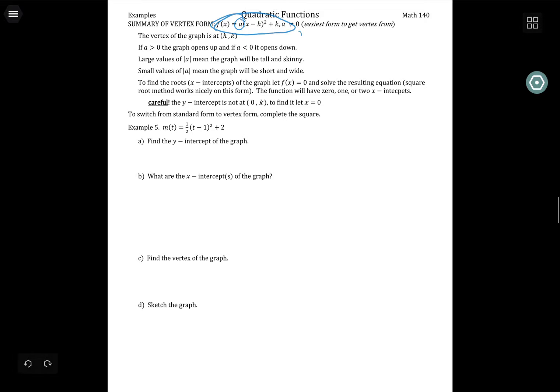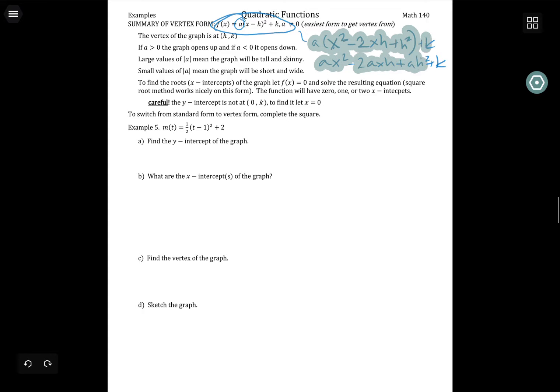Just think about this. If we multiplied this out, x squared minus 2xh plus h squared plus k. This is supposed to be squared. There we go. You'll get an ax squared. So the a doesn't just mean the same thing. It is the same thing. If you multiplied it out, it would still be the number in front of x squared. So a tells you opens up, opens down.